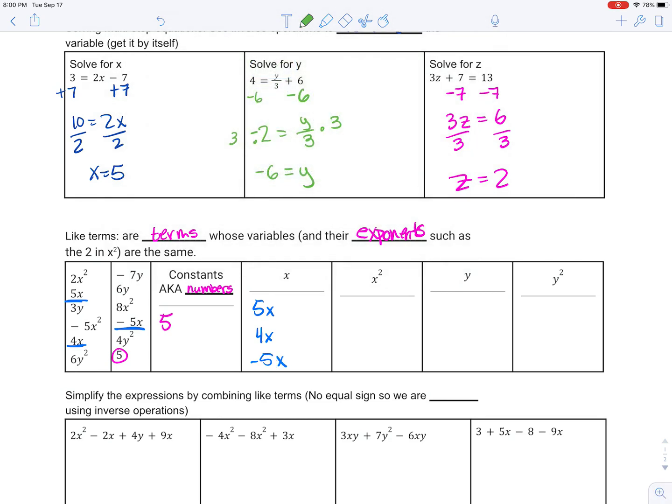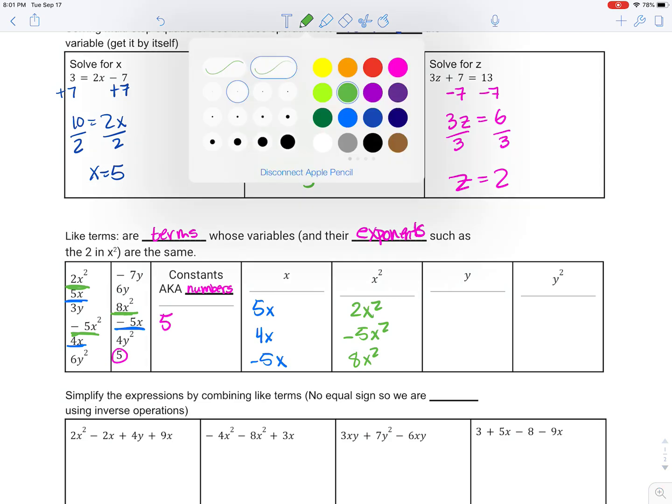Now we're going to look for our x squared terms. 2x squared, negative 5x squared, and 8x squared. Again, notice it's all about the variable and the variable's exponent. So this is all about the x squared terms.